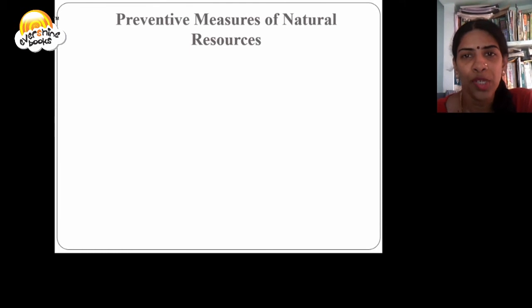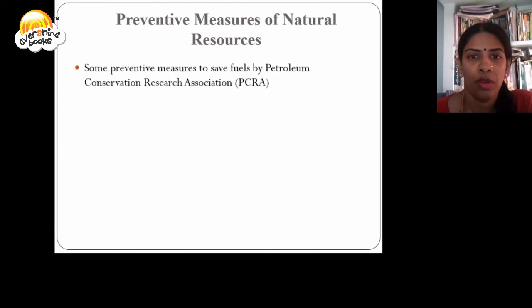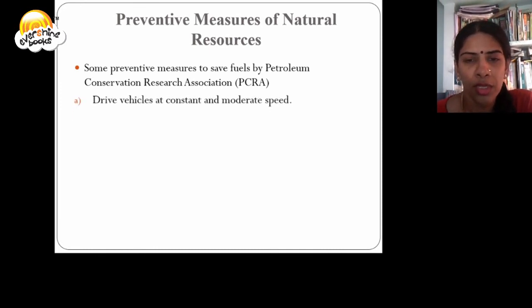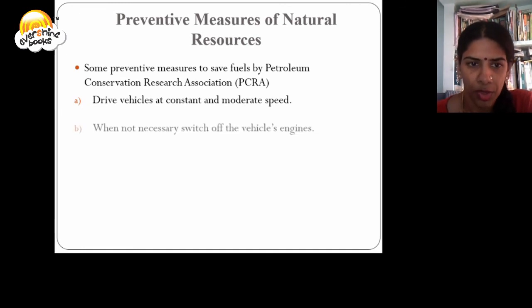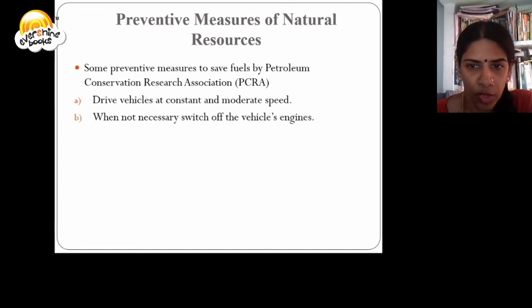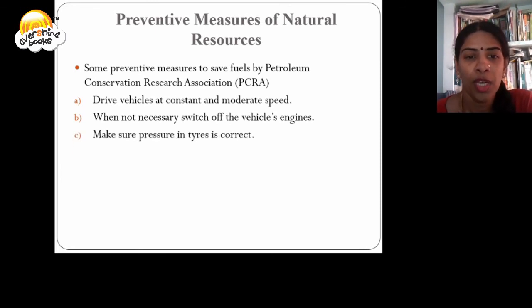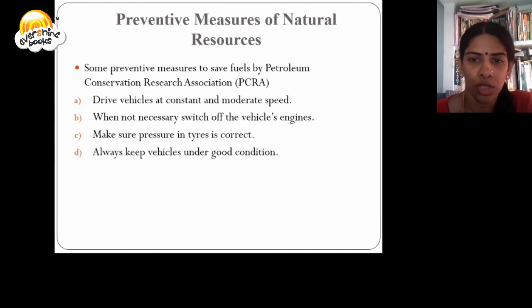What preventive measures can we take for natural resources? We can save fuels by following the Petroleum Conservation Research Association (PCRA). According to them, drive vehicles at a constant and moderate speed. Switch off the vehicle's engine when not necessary. Make sure the tire pressure is correct. Always keep the vehicle in good condition.